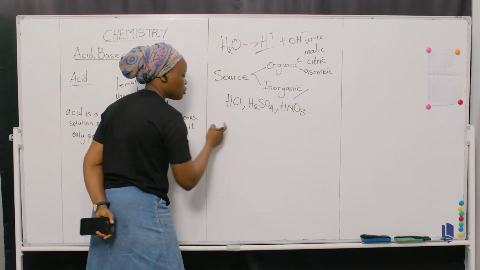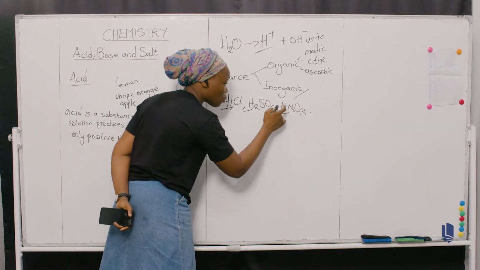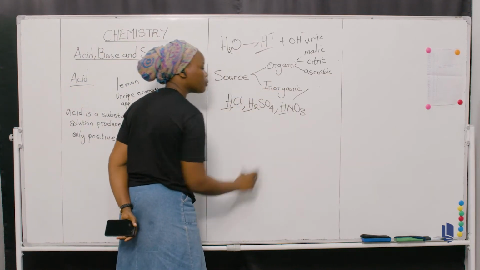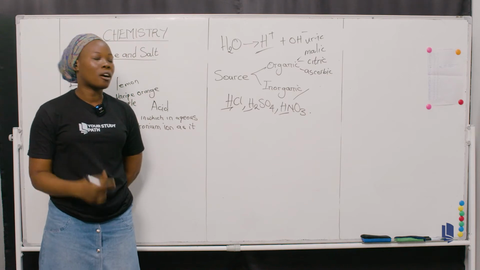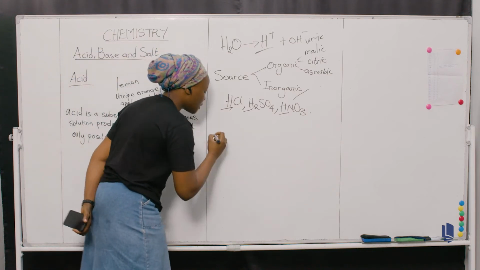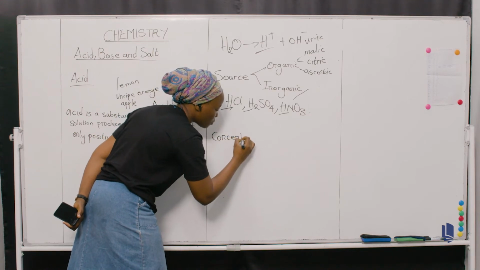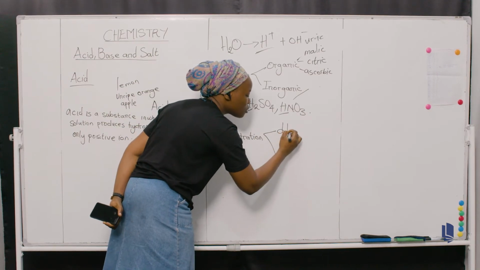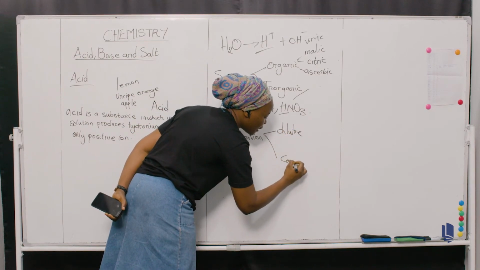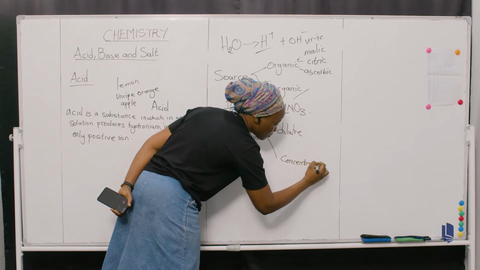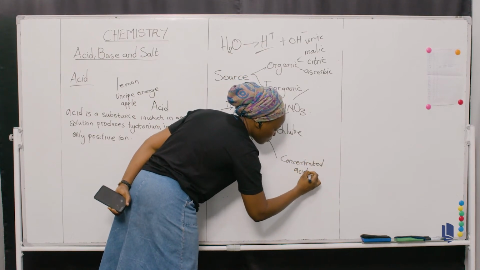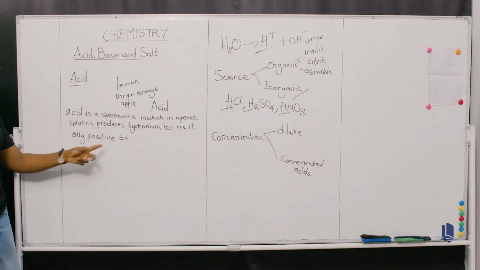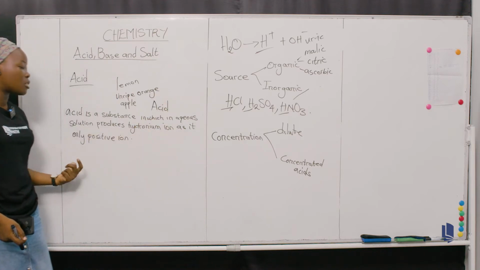You will notice for this acid, you have this hydrogen. This is what's called replaceable hydrogen. So for inorganic acids, they are from inorganic matter. Classification can also be based on their concentration, where we have dilute and concentrated acid. Don't forget the definition: substance in which in aqueous solution produces hydronium ion as its only positive ion.